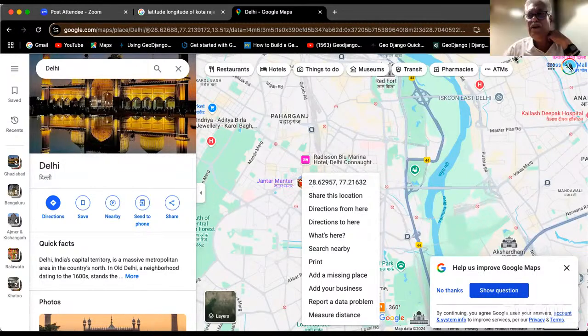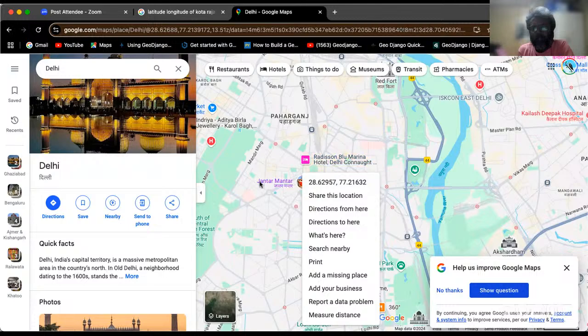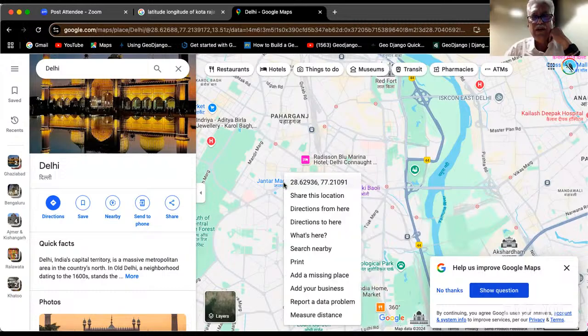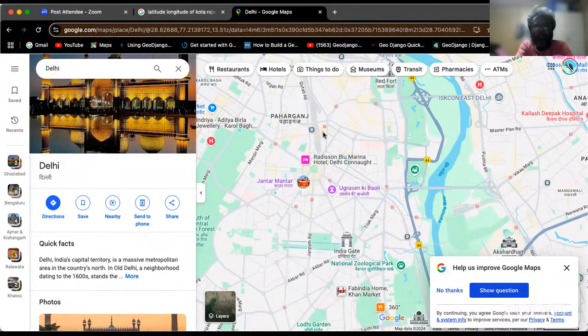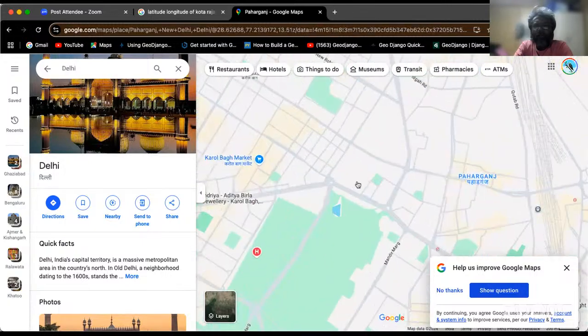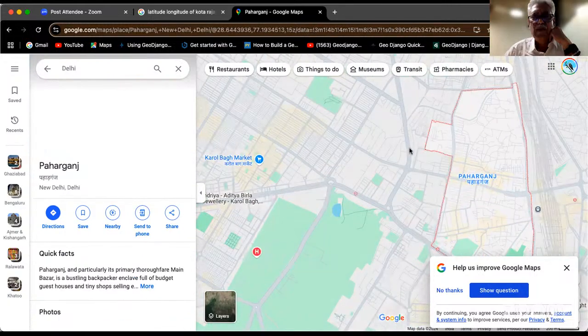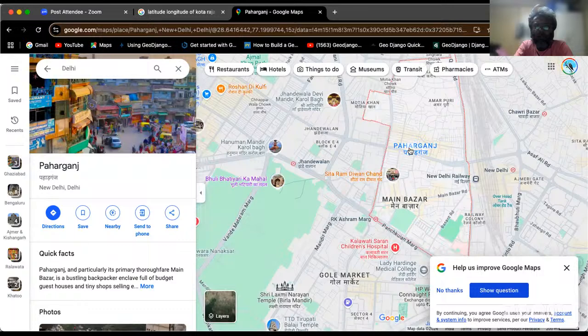So if you click on the place, the other format comes. If you click on the place, you will get the other details. Now I'm clicking on this place. Just double click on the left column, you will see. Just click on a non-labeled place.